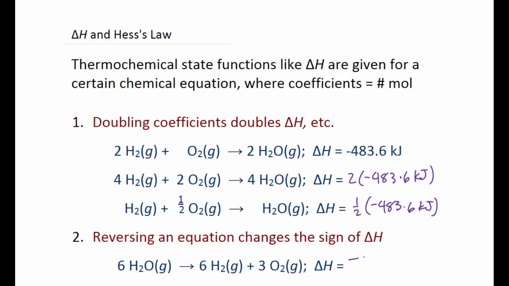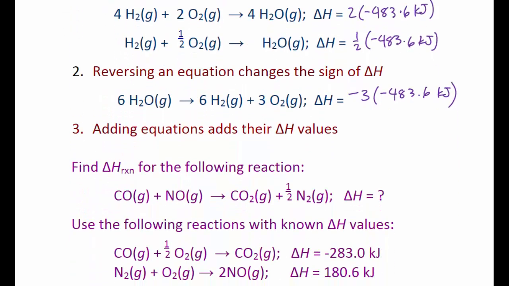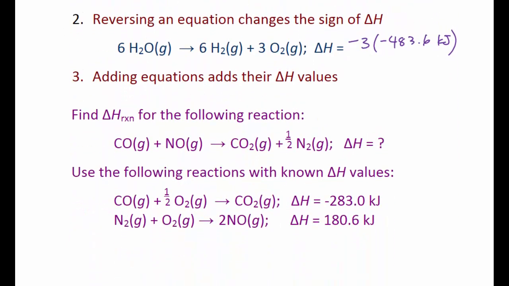So if we do negative 3 times negative 483.6, we get that. And I'm not writing answers here because that's all arithmetic that you guys know how to do. So when we add equations, we will add their delta H values.